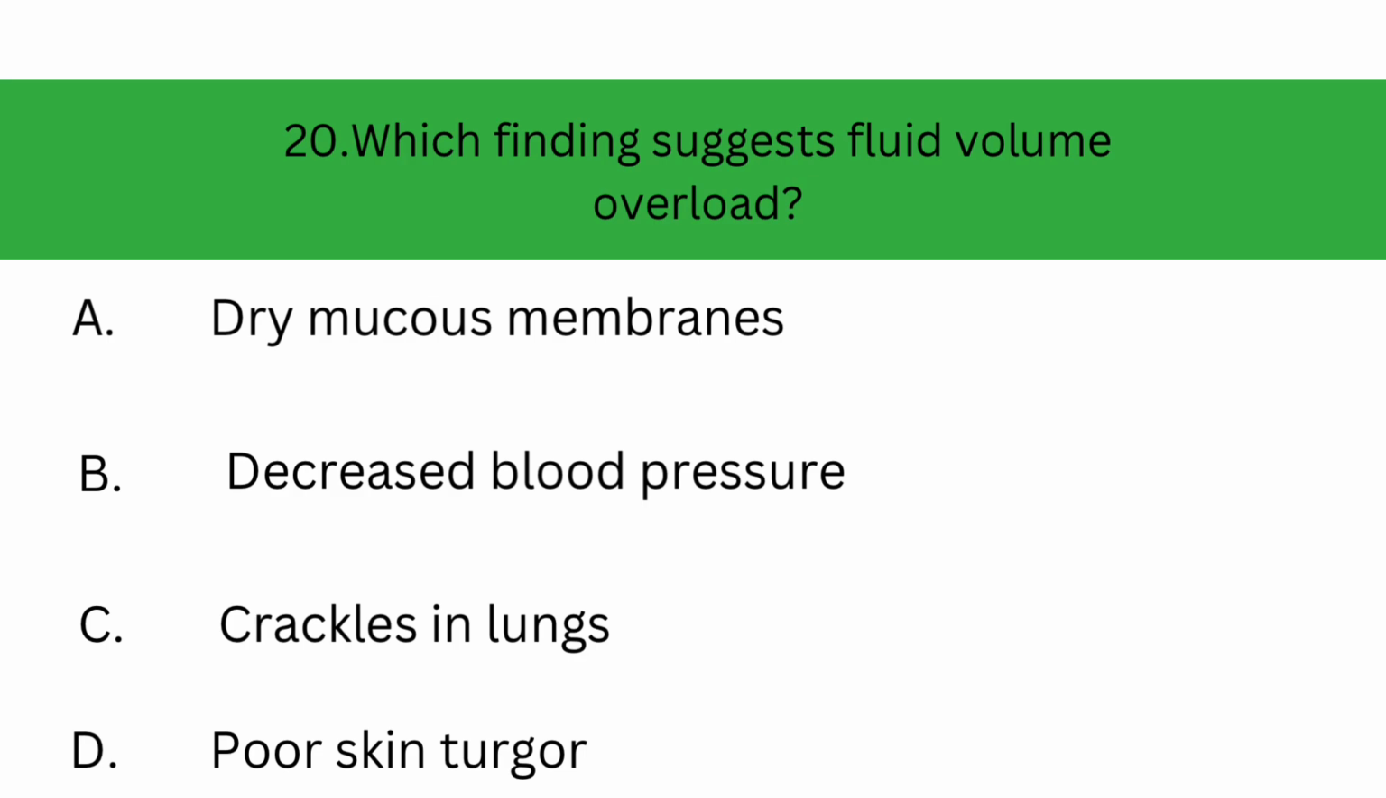20. Which finding suggests fluid volume overload? A. Dry mucous membranes. B. Decreased blood pressure. C. Crackles in lungs. D. Poor skin turgor. Correct answer: C.